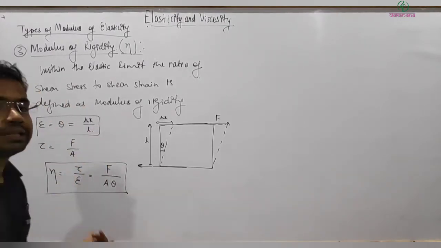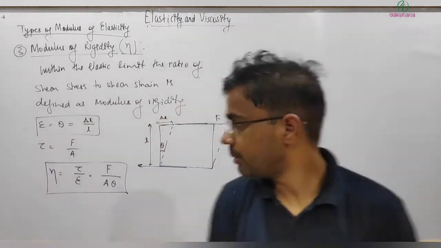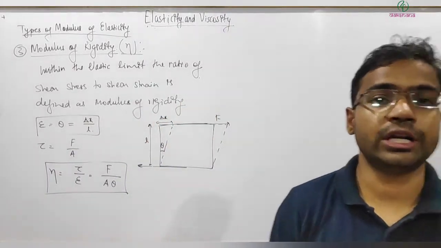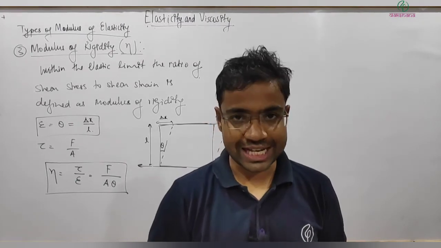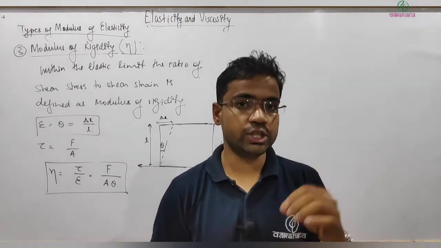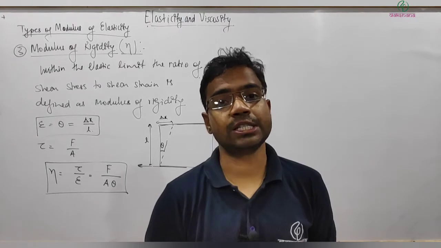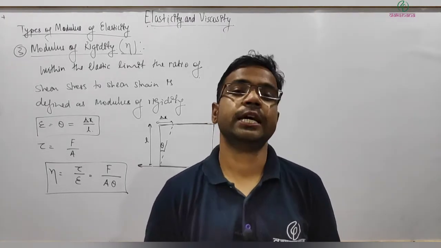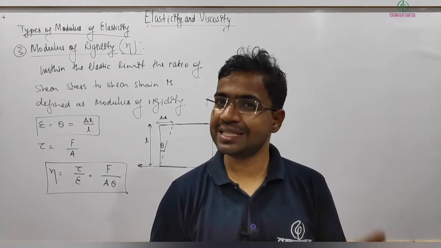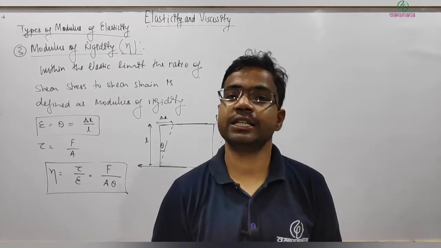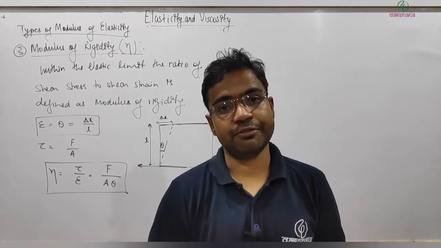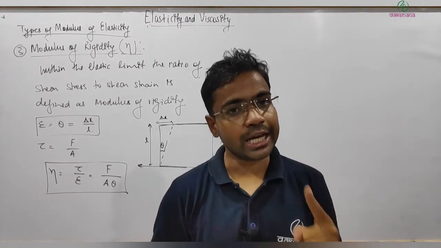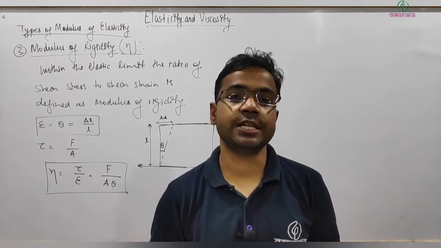So these are three different types of modulus of elasticity. First is Young's modulus, that is defined for longitudinal stress and longitudinal strain. The ratio of longitudinal stress by longitudinal strain is termed as Young's modulus. Next one is bulk modulus, that is basically pressure divided by bulk strain. And the last one is modulus of rigidity, that is shear stress divided by shear strain.